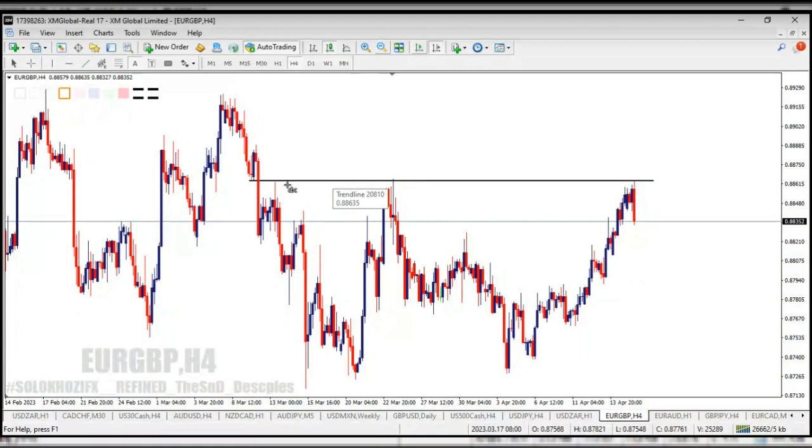So as we can see, price has already visited this level 3 times. This was the 3rd time. So this is the first time here.